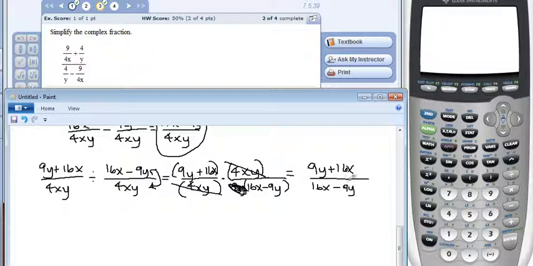Now these can't be canceled further, right? They don't match. This is a positive 9 and a negative 9, so these don't match. And I'm never going to go on the inside of these things and start hacking away. Otherwise you'll have to answer to me. Haha. Okay, so that's finished.